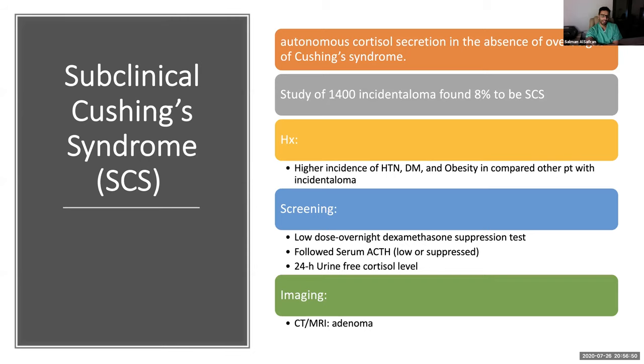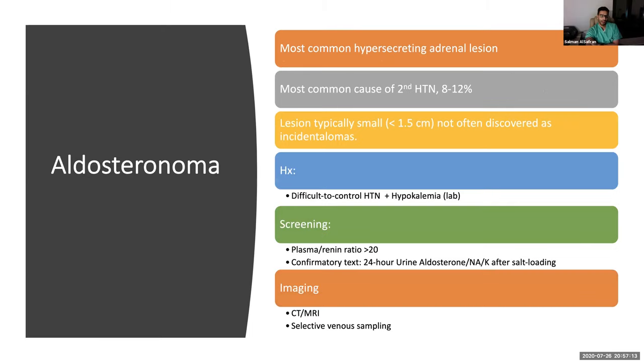Screening: you can do a low dose dexamethasone suppression test, a 24-hour urine cortisol level, or a midnight salivary cortisol, which I did not include here. Again, for localization, you would do a CT and MRI of the abdomen. And that will bring us to the aldosteronoma.